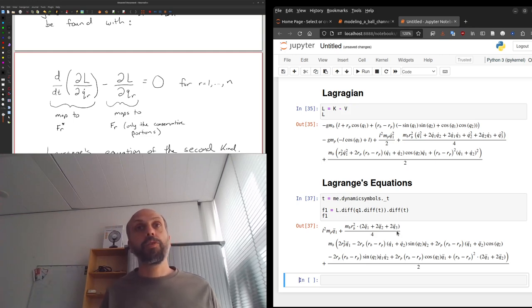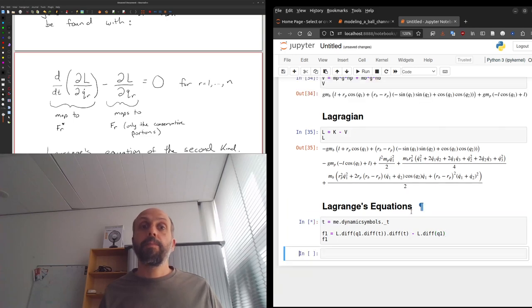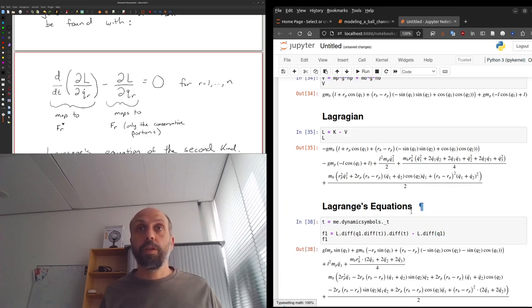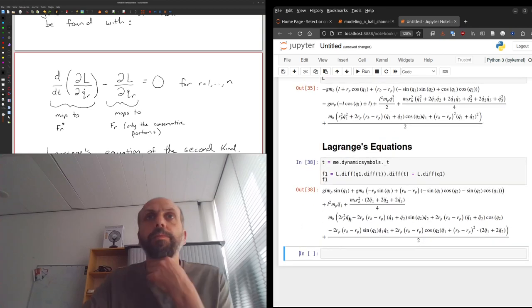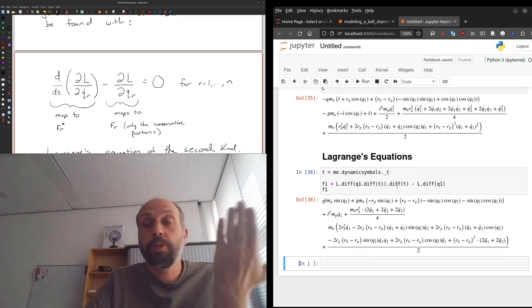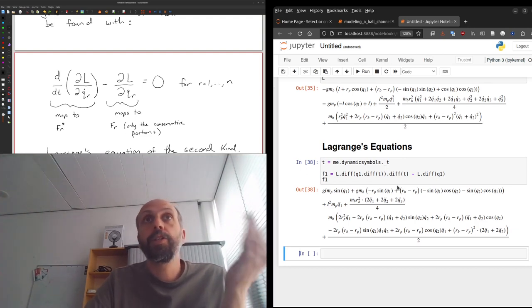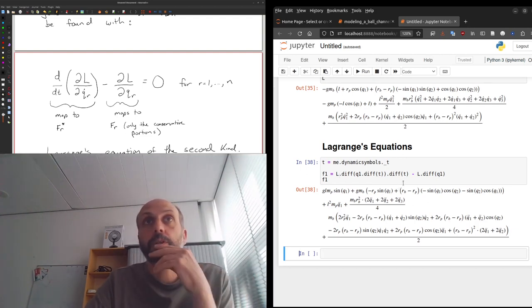Thinking back to Kane's method, this is the Fr star term. This is Fr star for that first coordinate in an unconstrained system. Now we're going to add in the term for all the conservative forces, which is just the partial derivative of L with respect to q1. That gives us the first equation of motion of the three we're going to have. It contains the gravitational effect from this term, and then all of the dynamic forces here, whether centripetal accelerations, Coriolis-type forces, or tangential accelerations, are present in this portion.